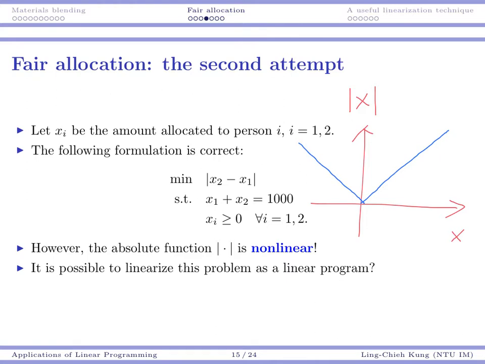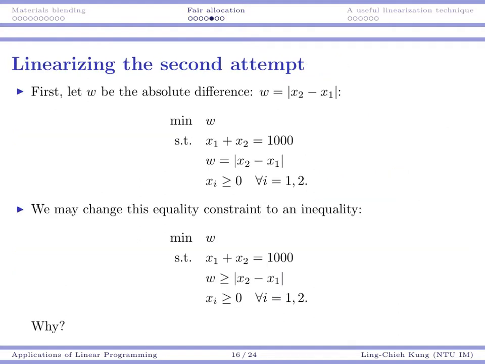A linear function must be a line. It cannot be two lines combined together. So an absolute value function is nonlinear. So we want to ask whether there is any way to make this a linear program. Indeed, there is one, and we're going to tell you how. So first, let's use another variable to denote the absolute difference. I'm going to use w to replace the absolute value of their difference.